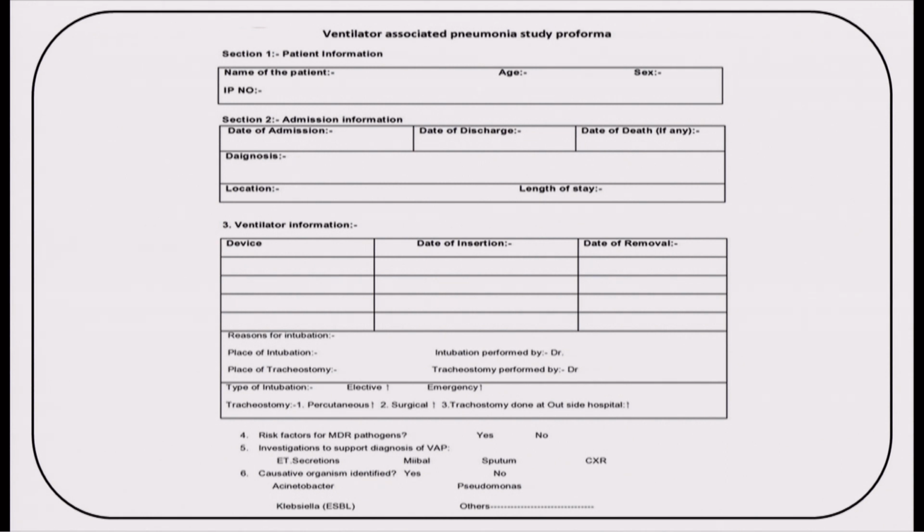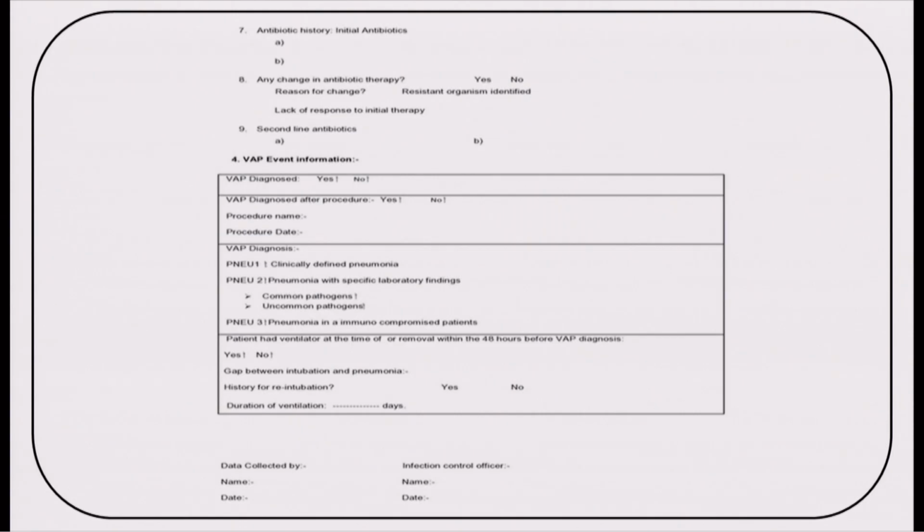So, it is the responsibility of an infection control officer and the infection control nurse to go through the patient case file in detail whenever they are documenting any information related to the patient's condition. Coming to the next slide now, the continuation of the VAP study pro forma. Here you have all the details about the antibiotic history as I discussed just now, and also about the second line antibiotics and how it has been diagnosed.